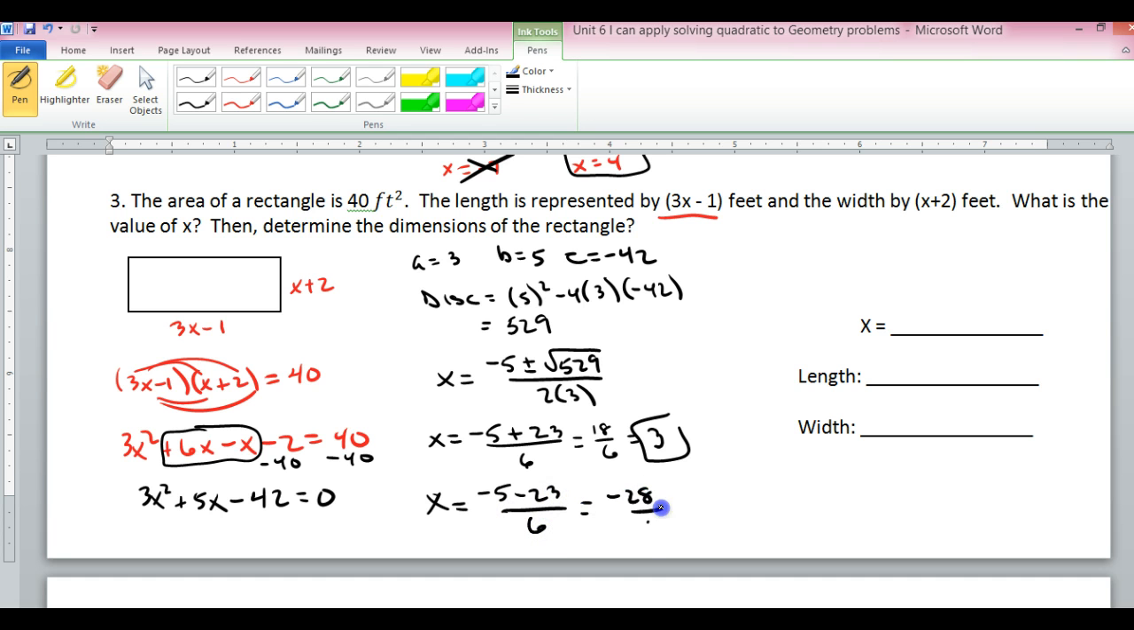That gives you negative 28 over 6, and right away you should exclude this answer because when you plug it back in, you're going to get a negative side length. So the value of x that makes sense in this problem is 3. Well, the length now we'd substitute it in. 3 times the value of x is 3, minus 1. That would give us 8. And 3 plus 2 is equal to 5 for the width.